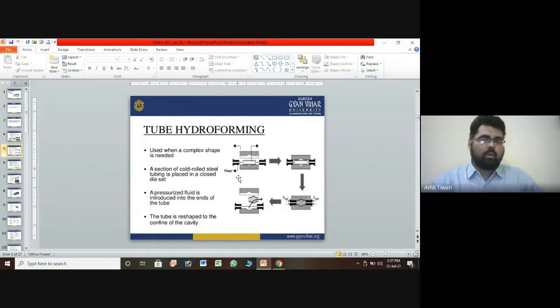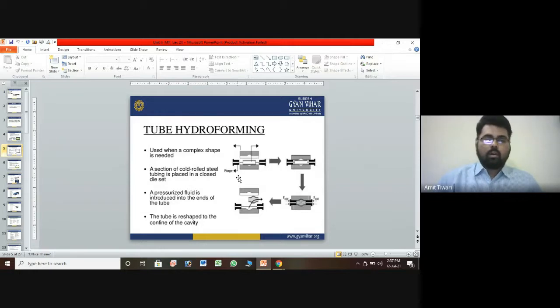But there are a lot of limitations. You can apply this when a complex shape is needed. When a complex shape is needed, we do not have any specification to identify, and we do not have any idea how to measure or identify it. That is easy. So these are all the terms basically related to hydroforming.